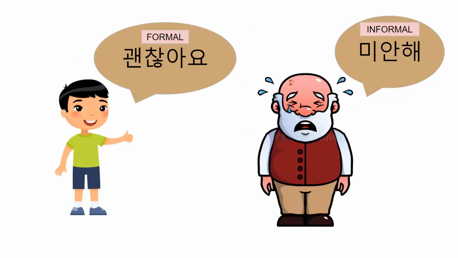Here, the old man on the right is crying and saying 미안해. The boy is reassuring the man that he is okay by saying 괜찮아요. Notice that the man does not say 죄송합니다 because he is older. And the boy is saying 괜찮아요 because he is younger.